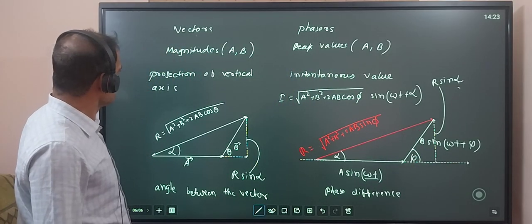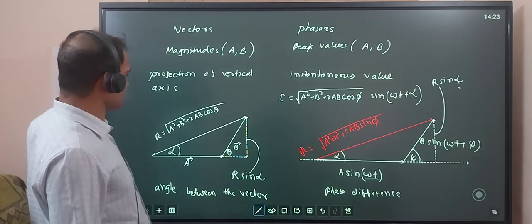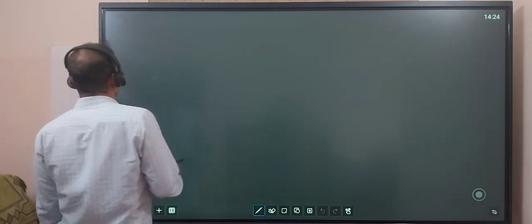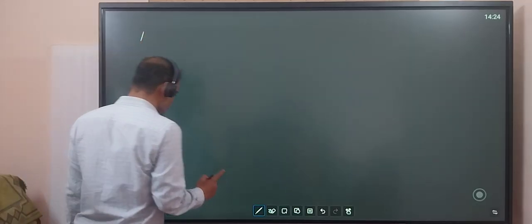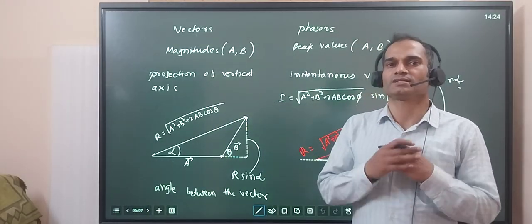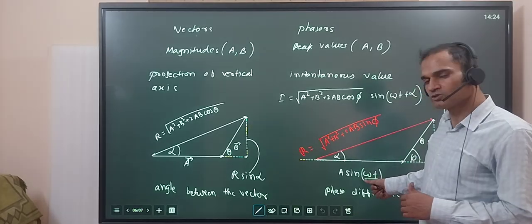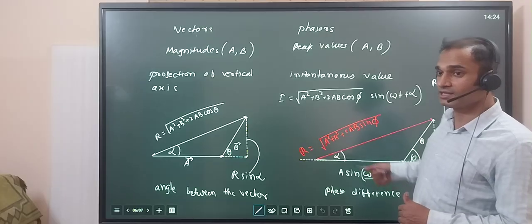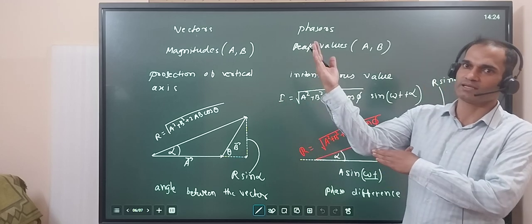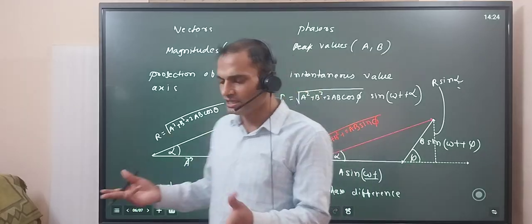So we are going to the definitions now. One more thing is there: this addition was possible because both phasors had the same angular frequency. Here also omega t, here also omega t. The resultant also has omega t. It is rotating by the same angle, the other one is also rotating by the same angle, and the resultant is also rotating by the same angle.